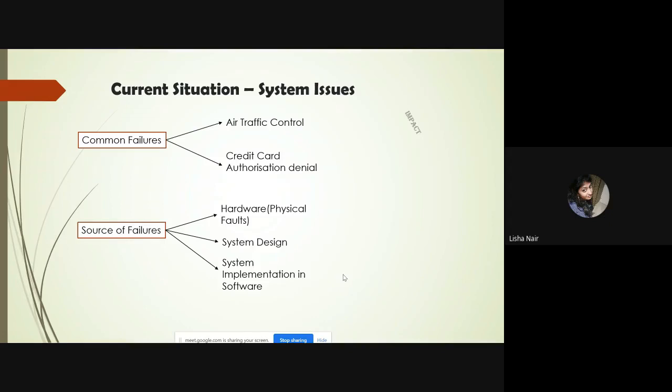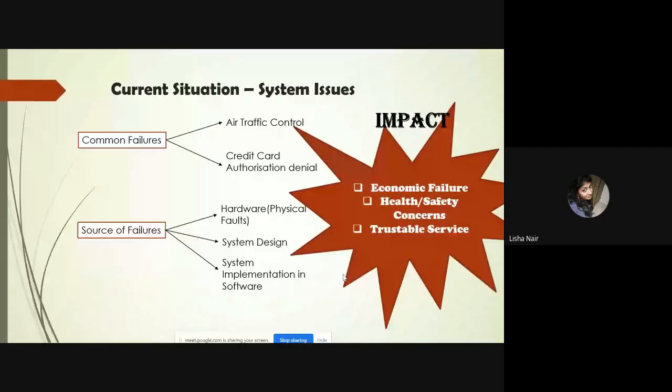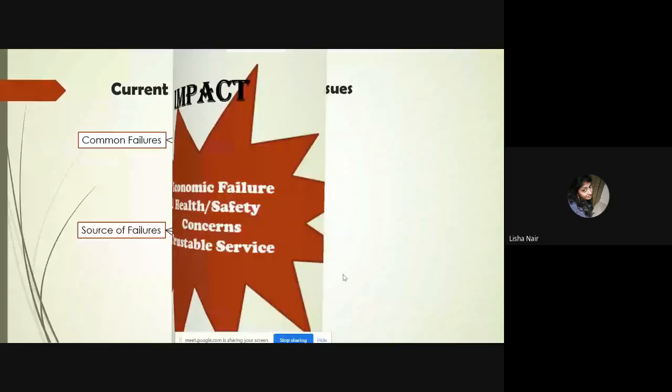What could these failures impact? Health or safety. The economy might fail, and you are losing a trustable service. If somebody is relying on your service and you lose their trust because of such failures. So those were the system issues.